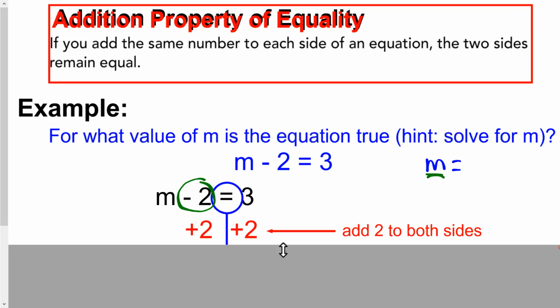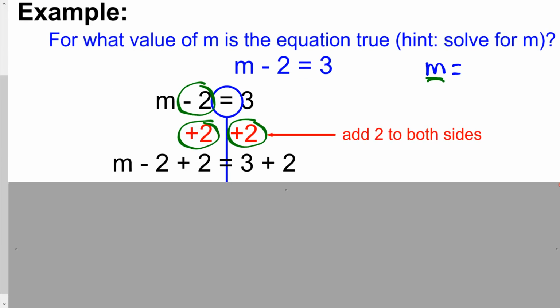So what we're going to do is, remember, we have to add. If we're going to add to one side, we have to add to both sides of an equation. Go back to this property here. The addition property of equality is if you add the same number to each side of the equation. Otherwise, the equation is not balanced.